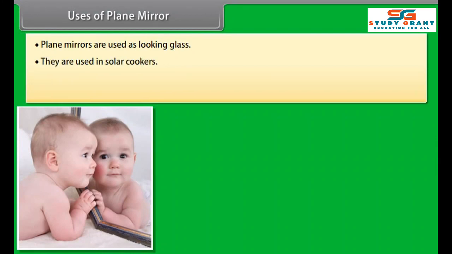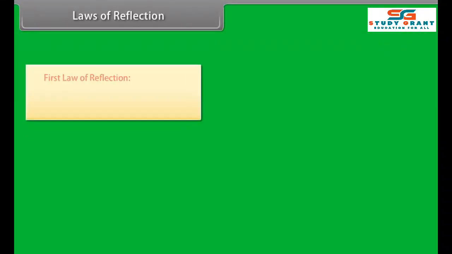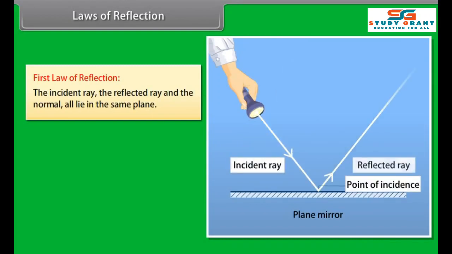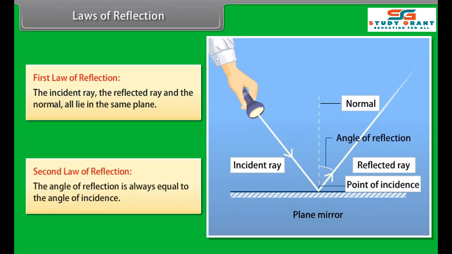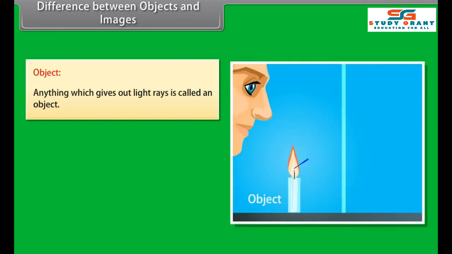Uses of plane mirror. They are used to see ourselves. They are fixed on the inside wall of certain shops like jeweler's shops to make them look bigger. Plane mirrors are used in making periscopes. They are used at blind turns of busy roads to prevent accidents. Plane mirrors are used as looking glass. They are used in solar cookers. They are used to make kaleidoscope, a toy which produces beautiful patterns from colored paper, pieces of glass, or small colored beads.